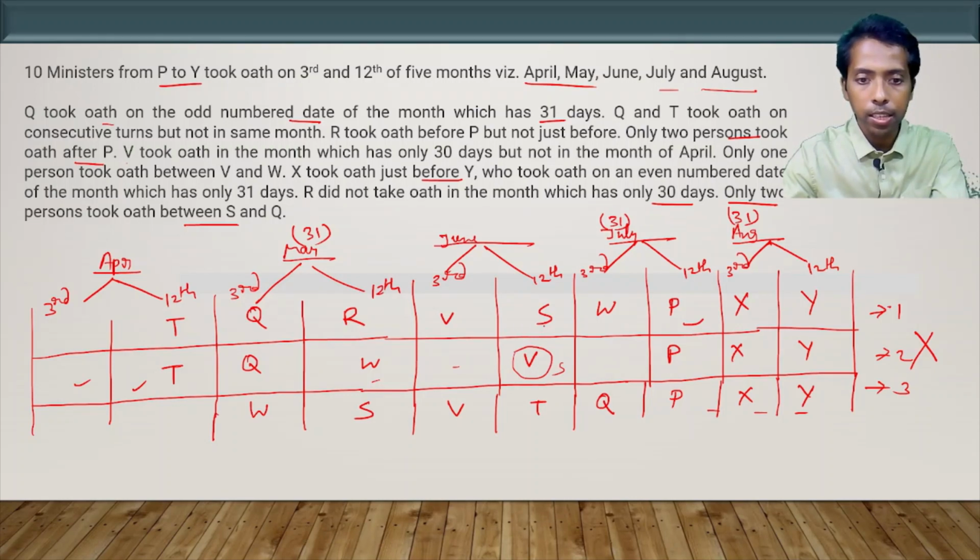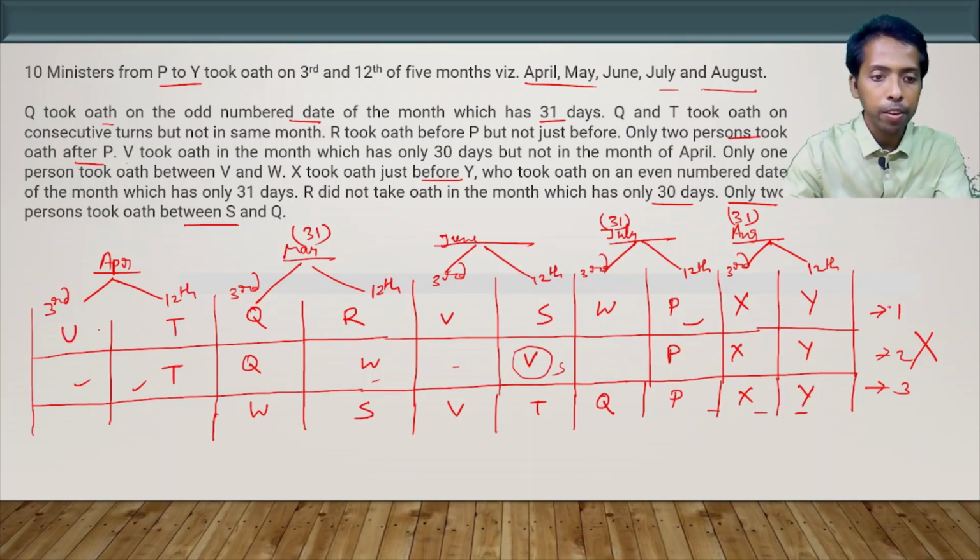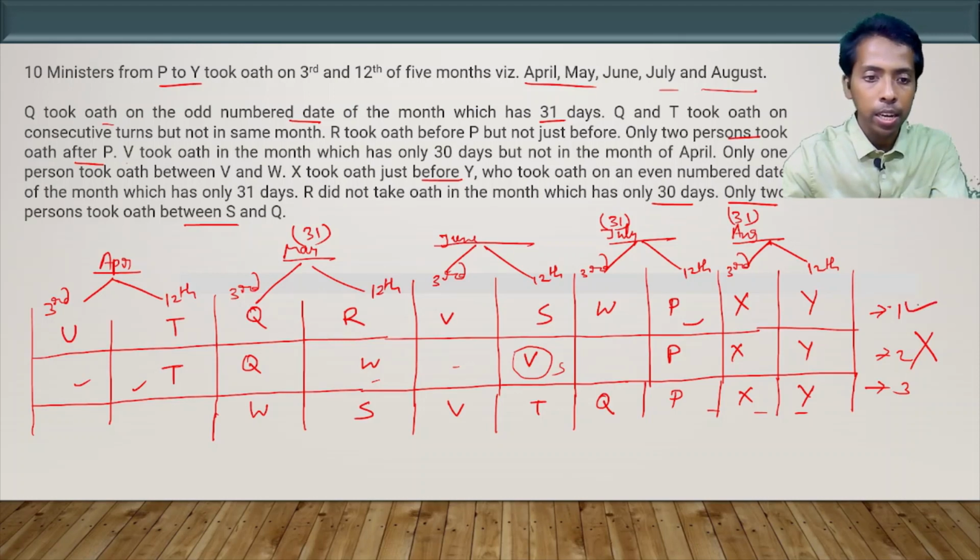Okay. And only one place left, that is P to Y, the name of the ministers, P Q R S T U. Yes, so U is here, right? So case 1, finally our answer. Case 3 is also eliminated, right? So we are done with this.